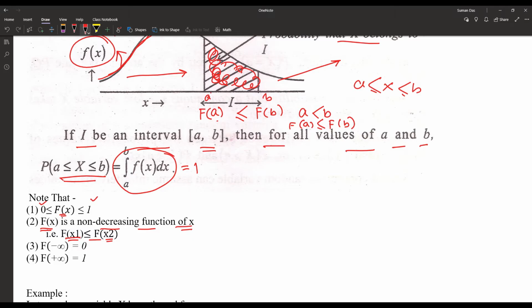And finally, if no particular range has been given, then the minimum range is minus infinity, and on the right-hand side it is plus infinity. So what should be the values? That is, f of minus infinity is 0 and f of plus infinity is equal to 1, and those are the values we need when we have to solve any problem.